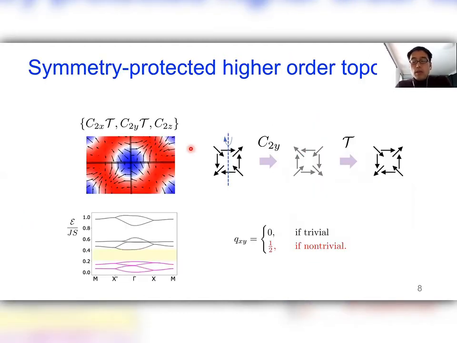So there are three important symmetries in these systems: C2 rotation about the x-axis combined with time reversal, C2 rotation about the y-axis with time reversal, and finally C2Z rotation from the center of the unit cell. We can see that the symmetry operation C2Y combined with time reversal indeed restores the spin textures of antiskyrmions. And the important point is that this symmetry gives a constraint on the topological invariant of higher-order topological insulators.